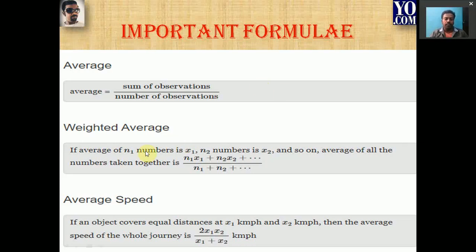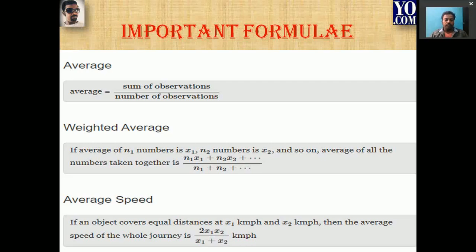Actually here it is not an average, it is a weight of number n1 is x1, then n2 is x2 and so on. Then average of all the numbers taken together is n1 x1 plus n2 x2 divided by n1 plus n2. Here x1 and x2, these are the weights of number n1 and n2.